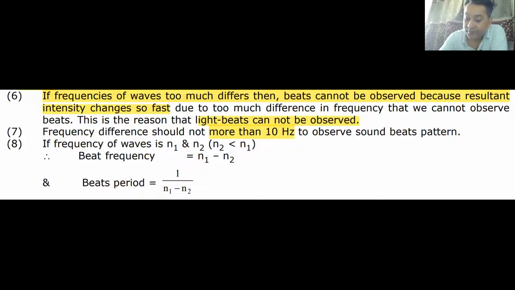How do you find the beat frequency? That is pretty simple. If the frequencies of the waves are N1 and N2, and N2 is smaller than N1, the beat frequency will be given by N1 minus N2, very simple. And the period of the beat will be given by 1 by (N1 minus N2). Is it clear to all? Very simple formulae. I'll give you a minute to note it down.